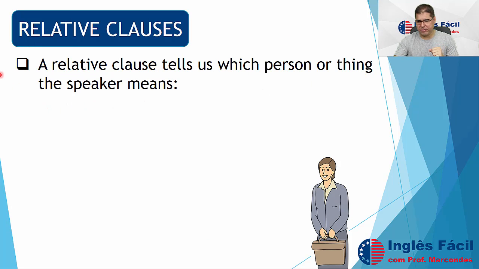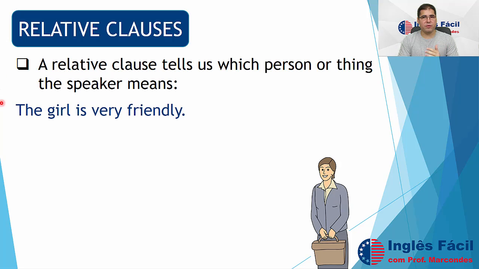For example, we have the sentence, the girl is very friendly. Okay, it's a perfectly easy, simple sentence, right? But outside of a context, this sentence is kind of difficult to understand, right? Now, which girl is very friendly? It's difficult to know, right? We don't know who is the girl the speaker wants to talk about, okay? So in these cases, we can add a relative clause to provide extra information.